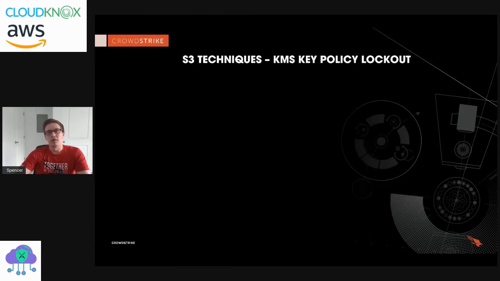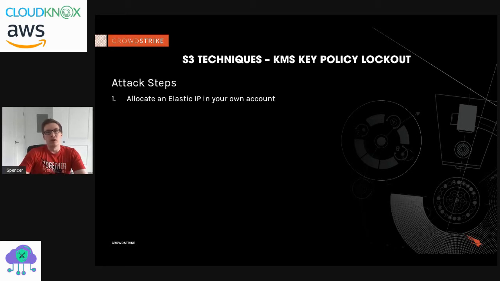So the third method is KMS key policy lockout. This is my favorite method and probably the scariest method. So I'll get into why shortly. In this, we're going to need our own attacker account again. This time we're going to allocate an elastic IP in there.